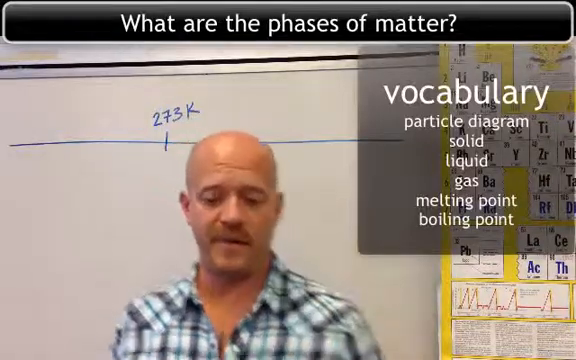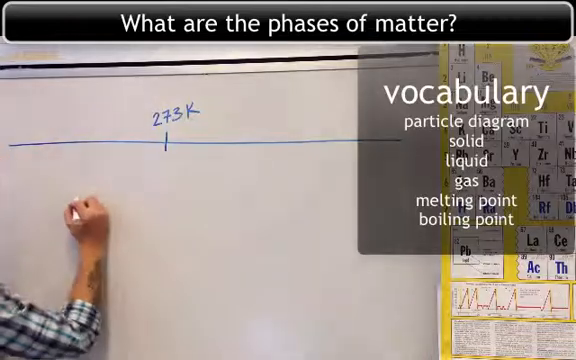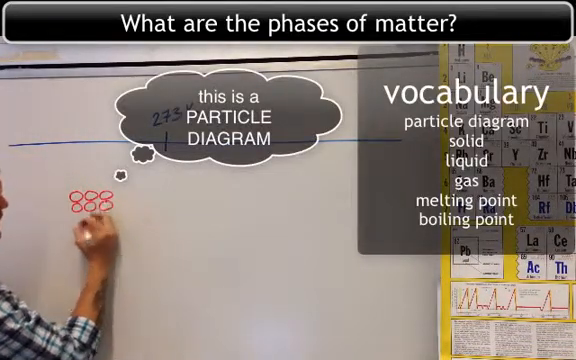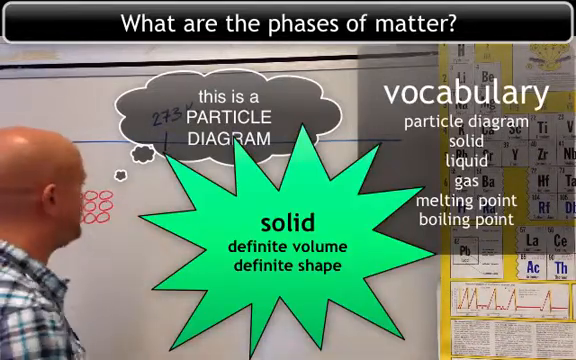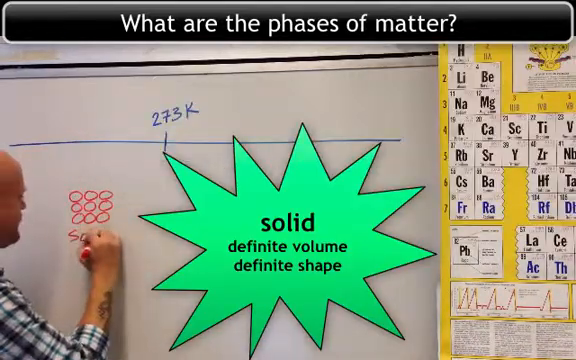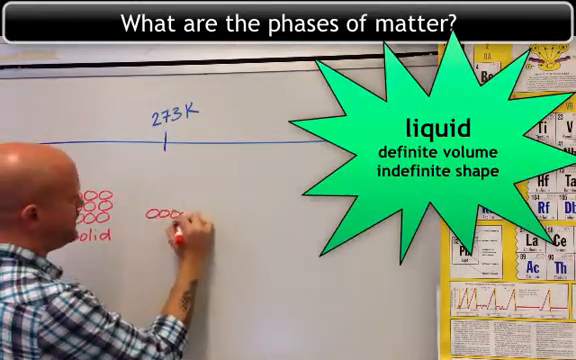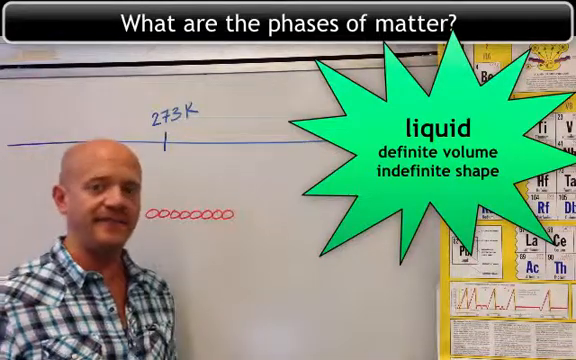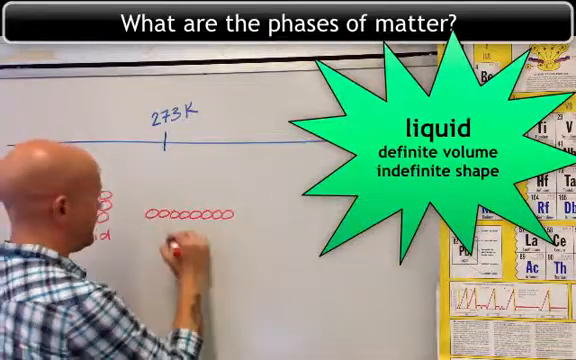All right, today we're going to talk about the three phases of matter. We have solid, where the particles are close together, have a definite volume, and a definite shape. We have liquid, where the particles have a definite volume, but they do not have a definite shape. Their shape is defined by their container.